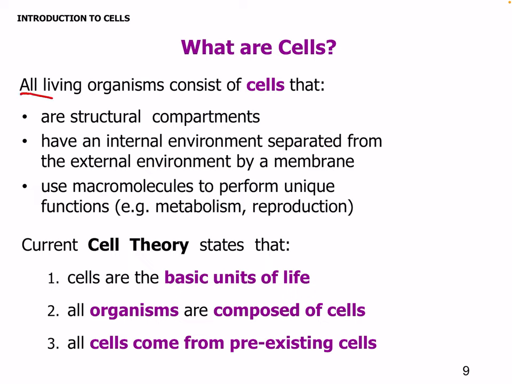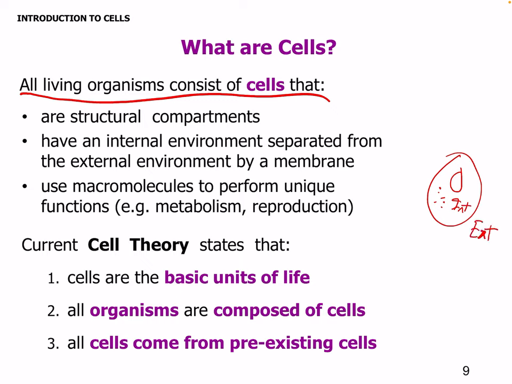So again, all living organisms consist of cells that have structural compartments, with an internal environment separated from the external environment. So here's our cell, here's our nucleus, here's our different organelles. This is internal and our external environment. Here we can see we're clearly separated with our membrane. We use macromolecules to perform unique functions like metabolism and reproduction. So the current cell theory states that cells are the basic units of life, and all organisms are composed of cells, and all cells are from pre-existing cells.